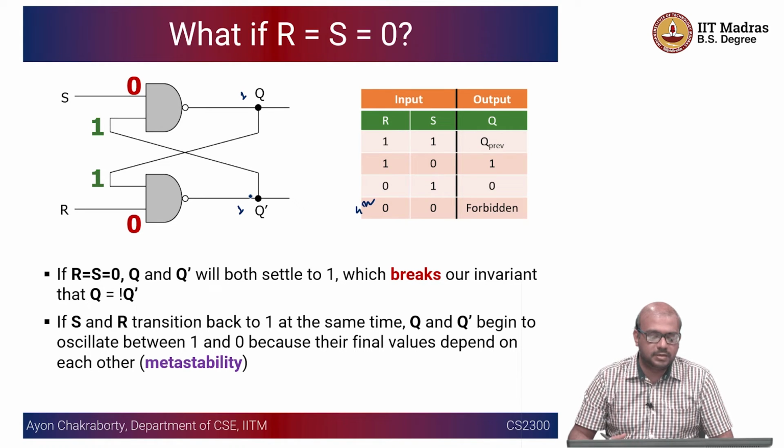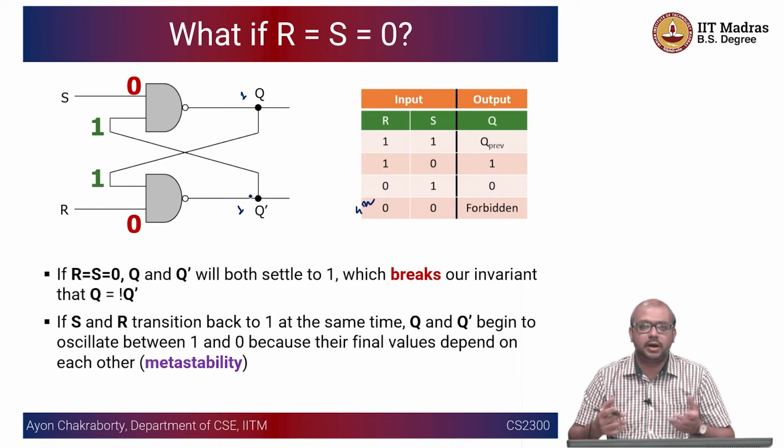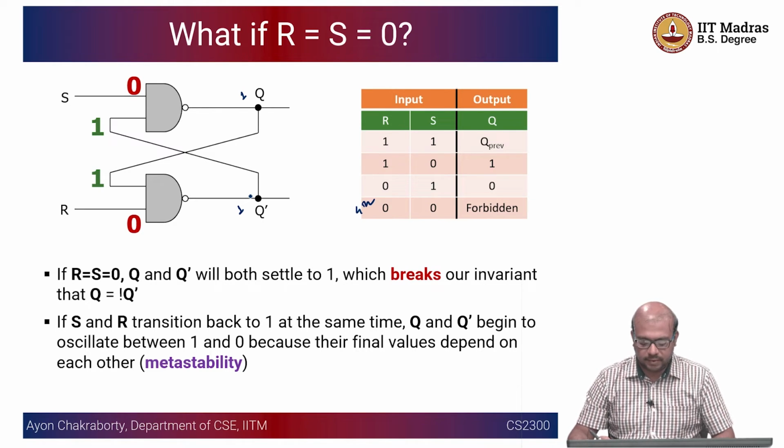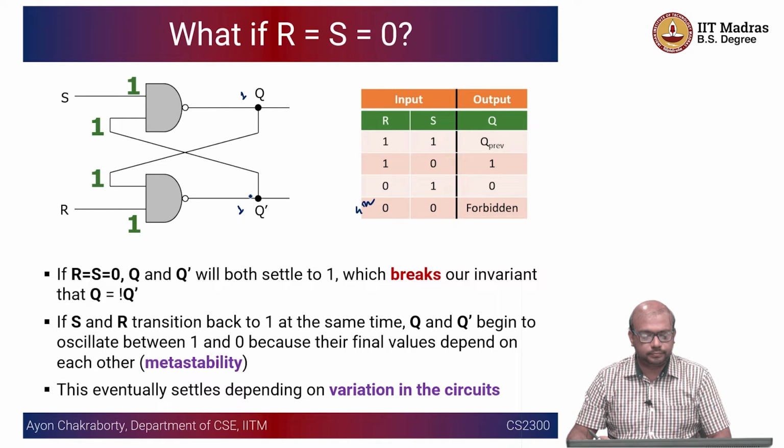The other problem is this metastability, where S and R, suppose they have to transition back to 1 now, because that will be required, right? You cannot keep S and R at 0 indefinitely. It might be required because we want to now use this particular circuit as a storage element. So I might have to change both of them to 1. So let us change it to 1. Okay. So if both of them now change to 1, let us see what happens.